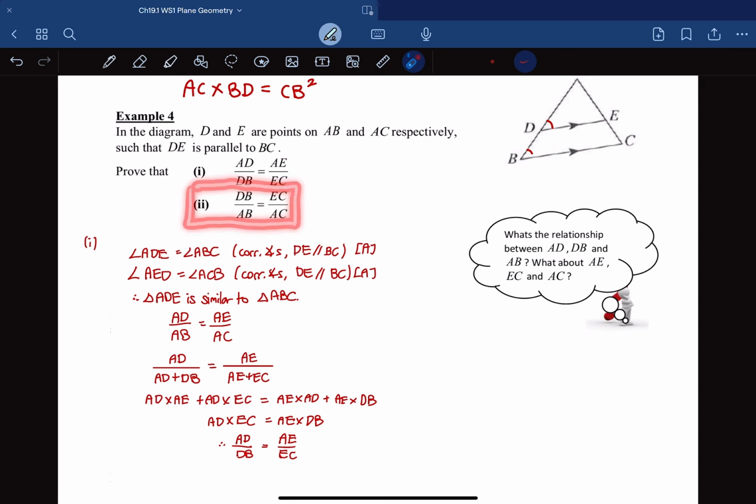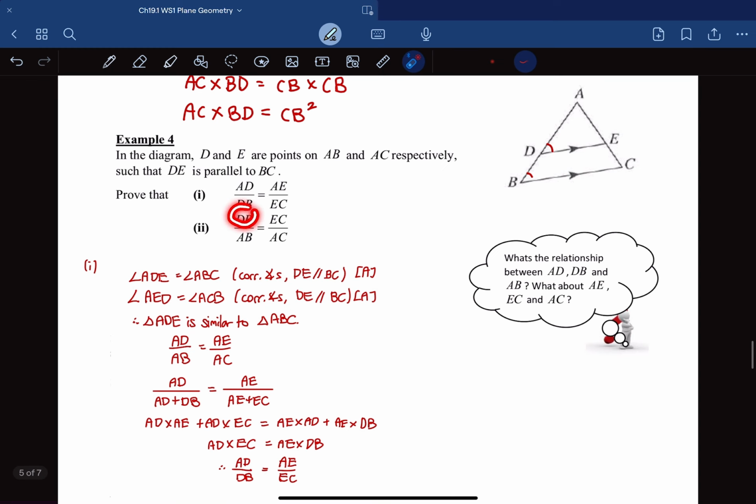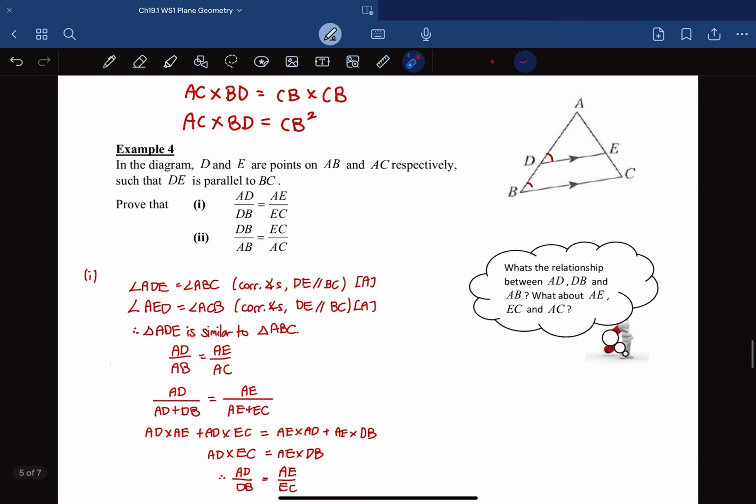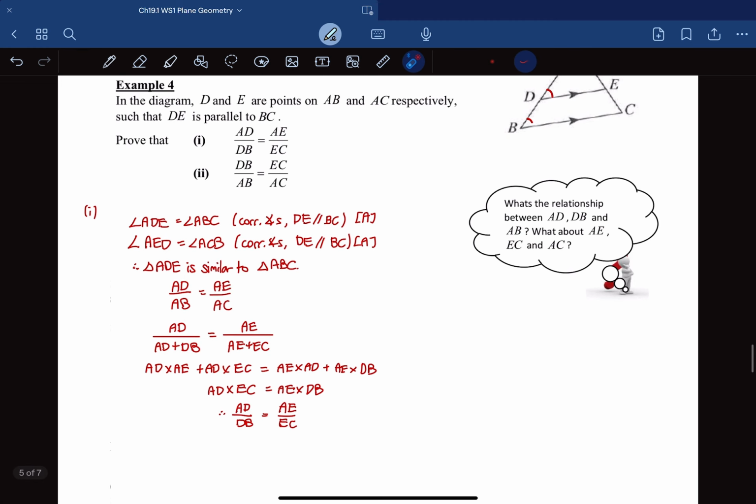What to do is that I analyze what I have first. I have DB over AB. If I look at this diagram, it is this DB here over this entire AB length here. And I have EC over AC, which is EC over this entire AC here. So if you can tell, this is another use of the properties of similarity of triangles. Once I've identified that the lengths can be represented in the form of ratios, since the ratio of sides in similar triangles are the same, I can form the equation.